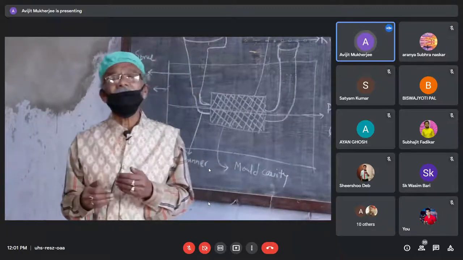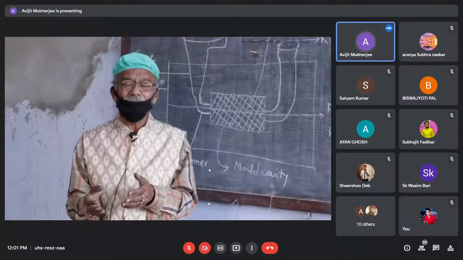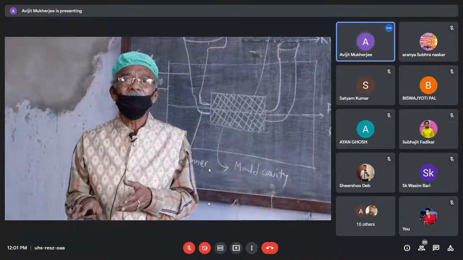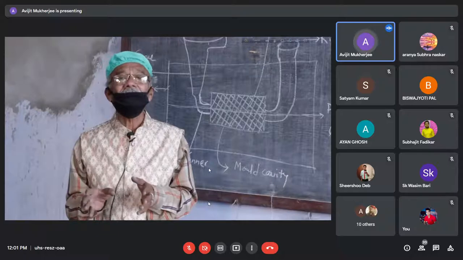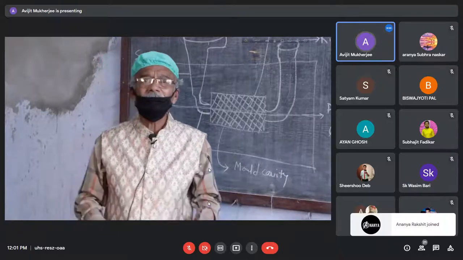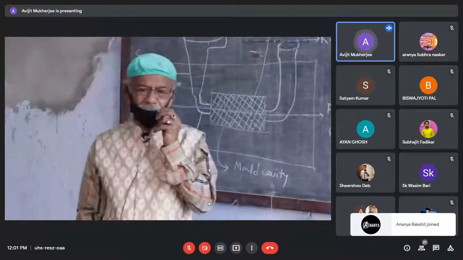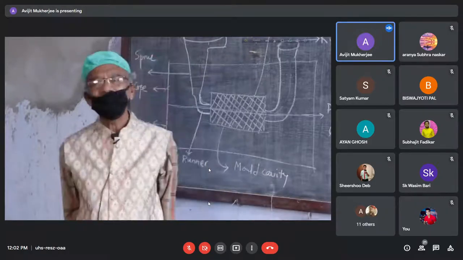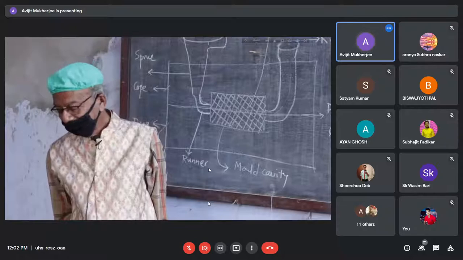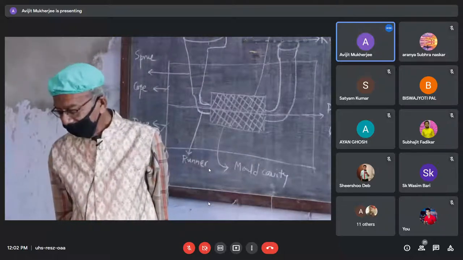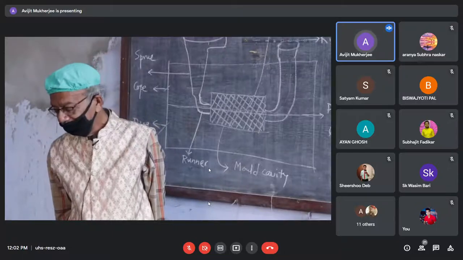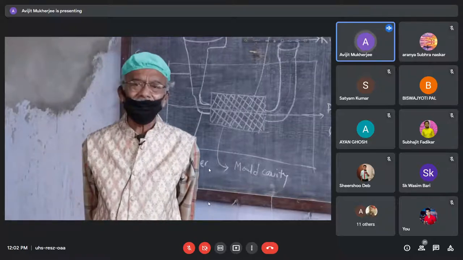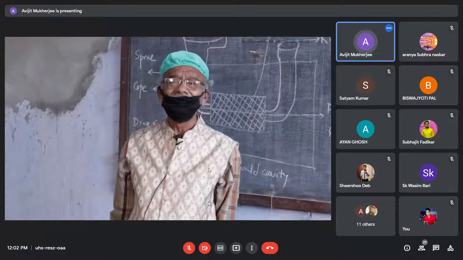Certainly, using different processes, different mold materials, and different molten materials poured into the mold cavity, some defects may arise in the casting. So what are the common defects? One is known as blow holes. Another one is known as pin holes. Another is honeycombing. Another defect is known as blister. Another is scab. Another is mold shift. Another is known as core shift. Another is misrun. Another is known as hot tear, cold tear. There are so many defects that may arise during casting.